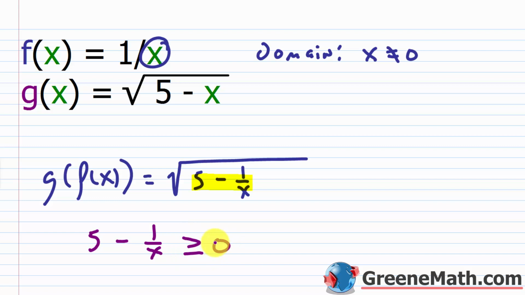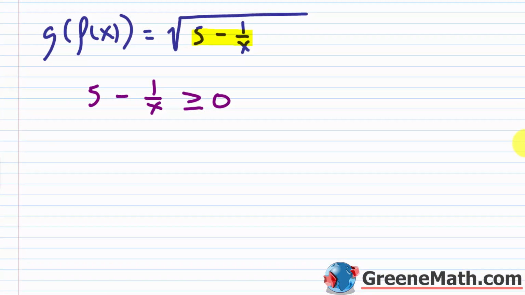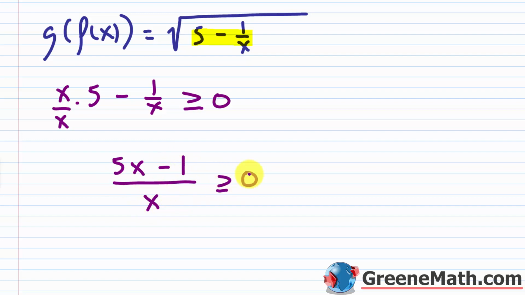So this is a rational inequality. It's an easy one, but we do need to solve it and figure out what our restrictions are going to be. So I'm going to write this as a single fraction. Essentially I'm just going to multiply this guy right here by x over x. And so I'll have 5x minus 1 over the common denominator of x. This is greater than or equal to 0.